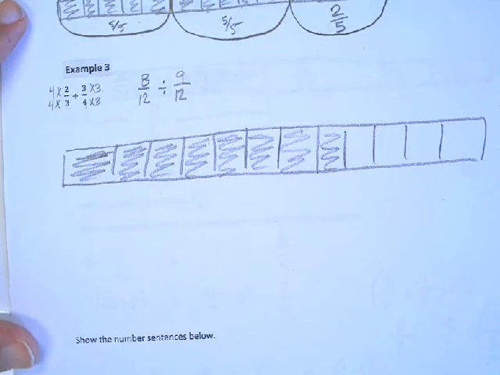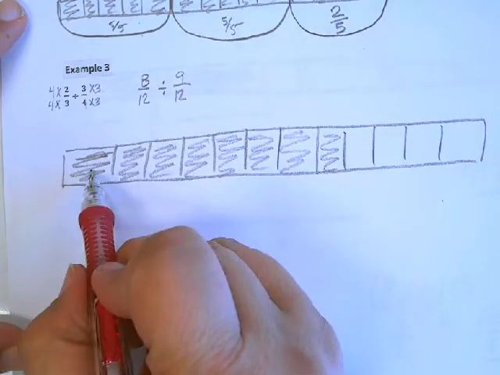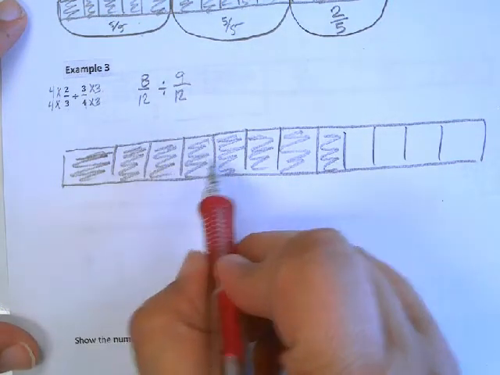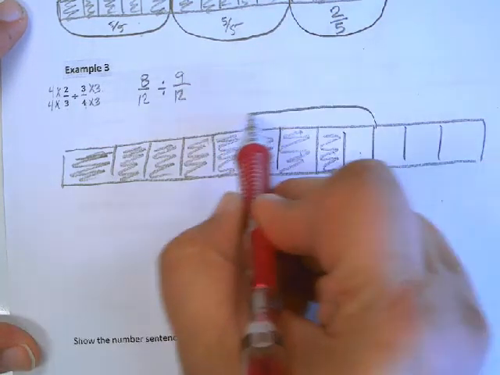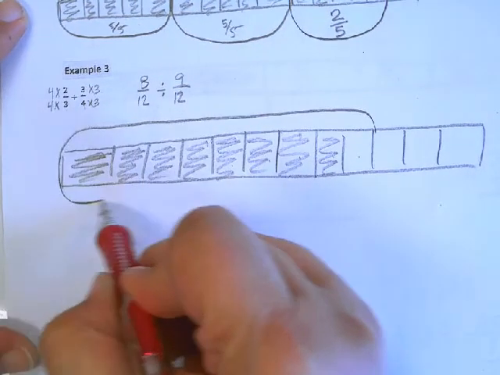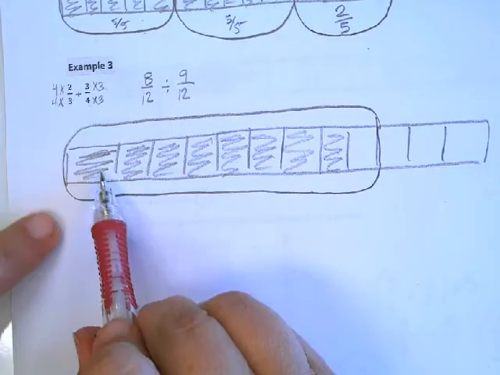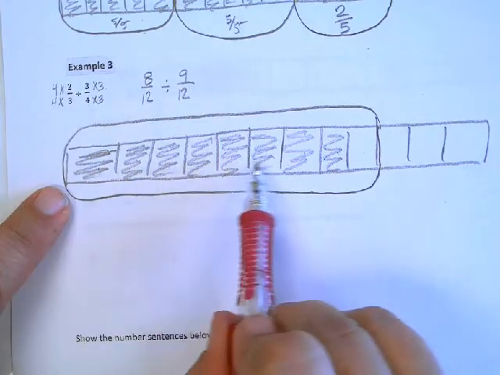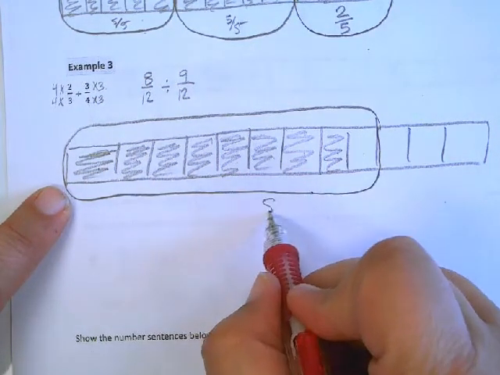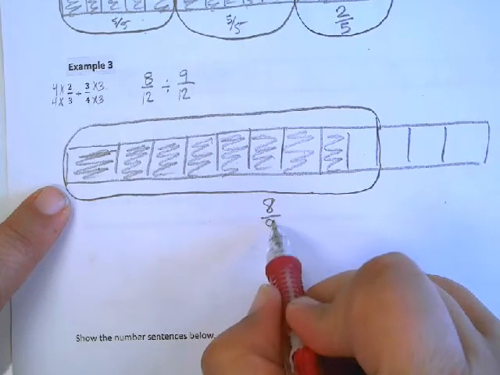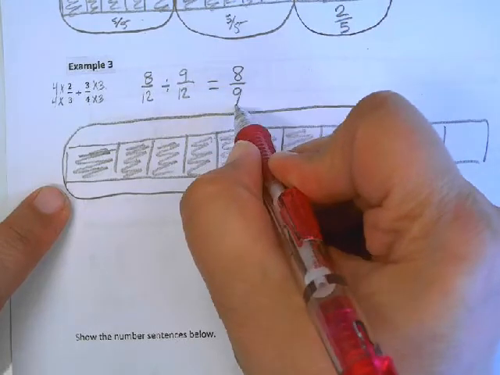And my problem says for me to circle 9/12. So I count over 1, 2, 3, 4, 5, 6, 7, 8, 9. And I circle that. And what I have to look at is how many are colored out of how many are circled. And I have 8 colored out of 9 that are circled. So my answer is 8/9.